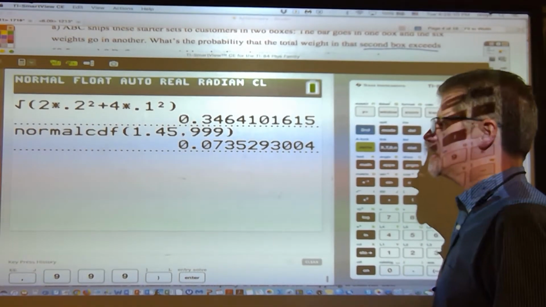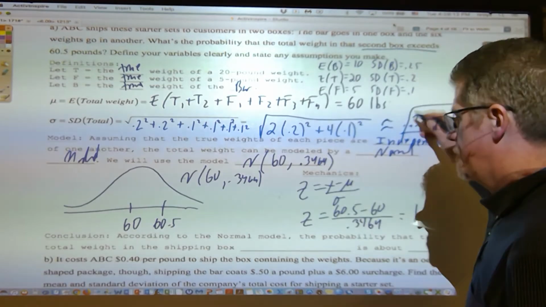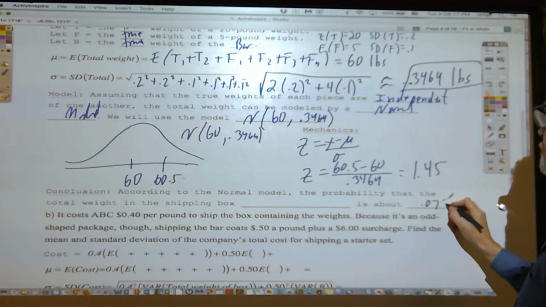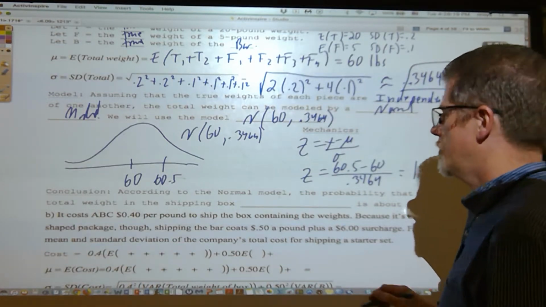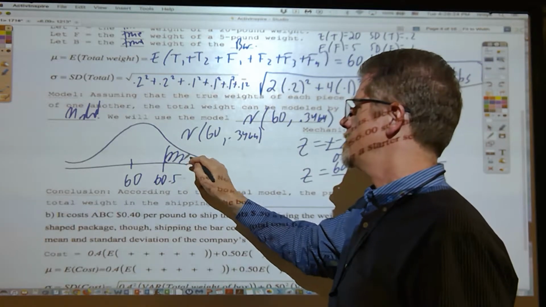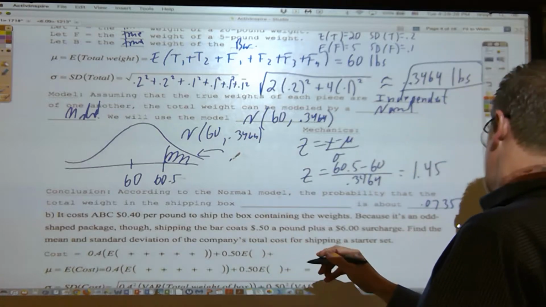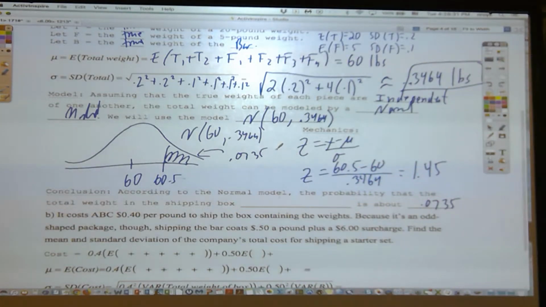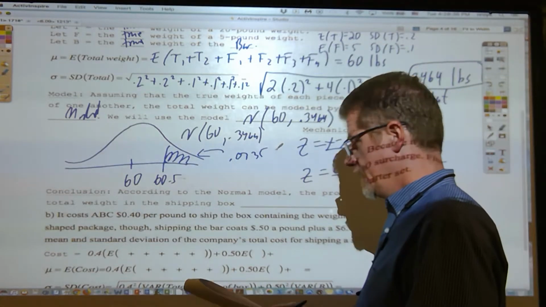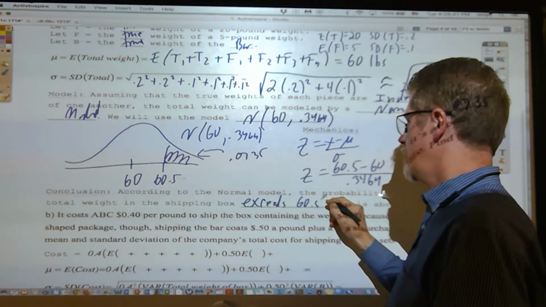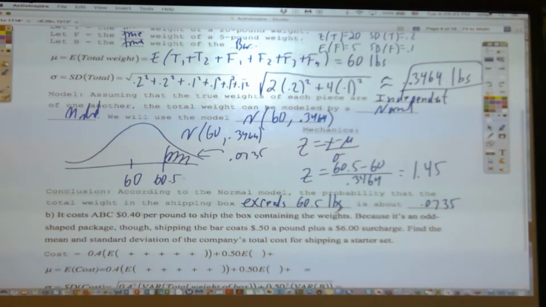And we're back. Looks like the answer is 0.0735. And that came from a z-score of 1.45, and normal CDF gave you the answer, 0.0735 or 0.074. Now, according to the normal model, the probability that the shipping box exceeds 60.5 pounds is that.